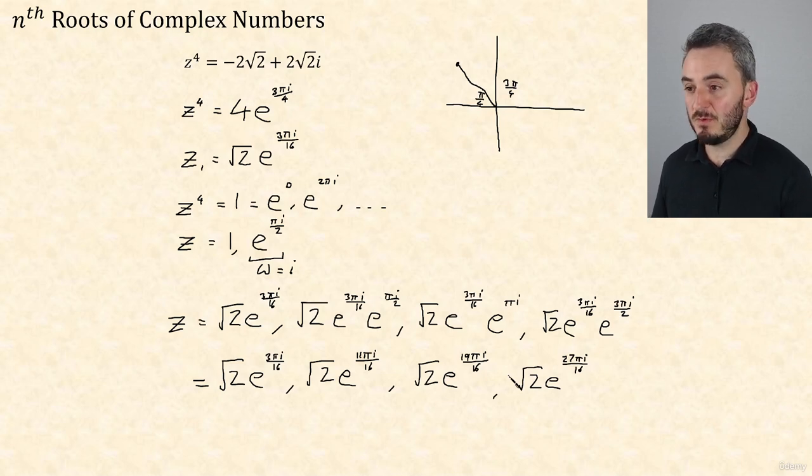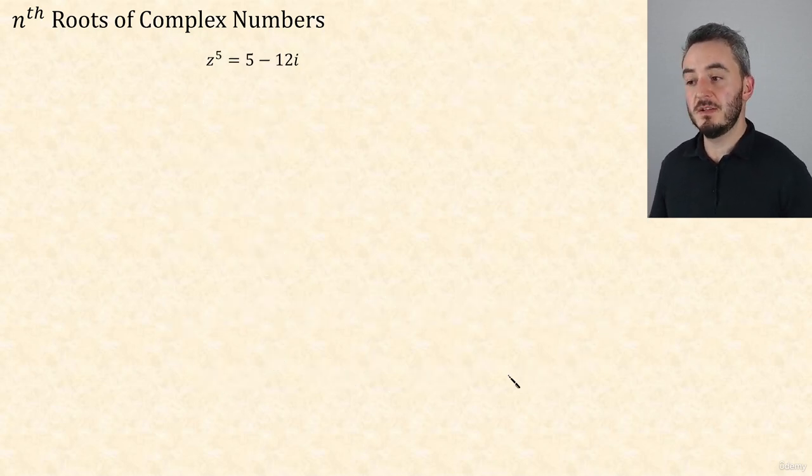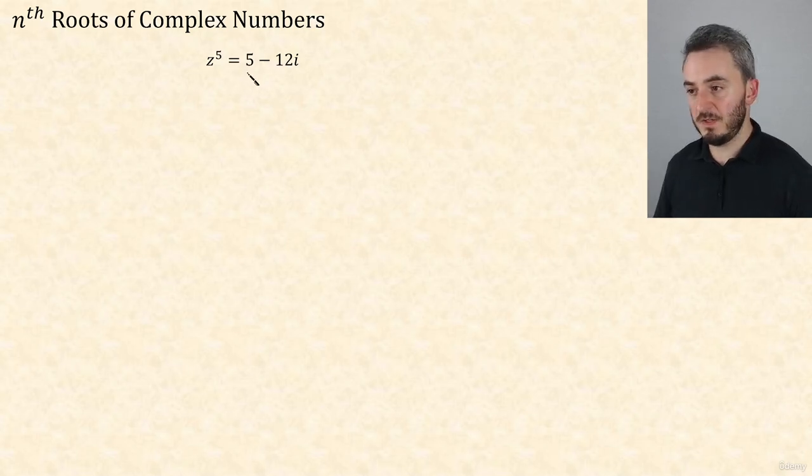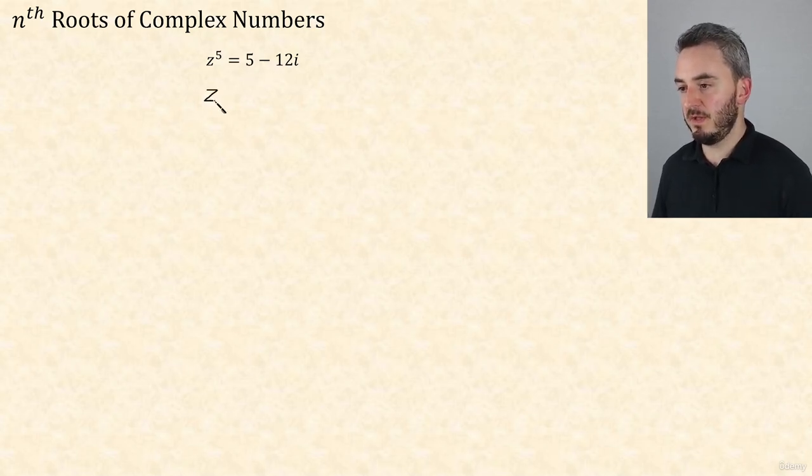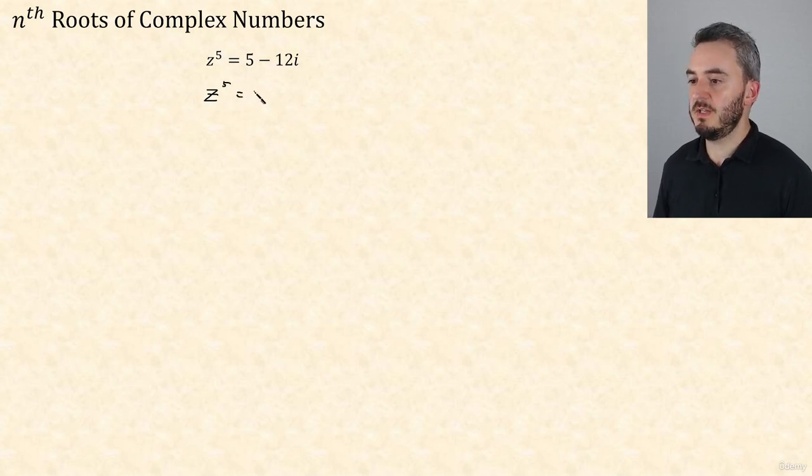So here's a messy one to try yourself. z to the 5 equals 5 minus 12i. So let's go for it. We're going to want this in exponential form. So I need the modulus of this, which is 13. And then I'm going to need the argument.